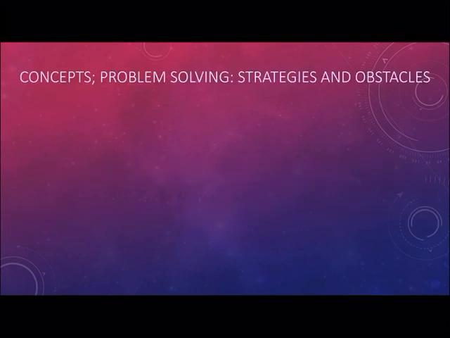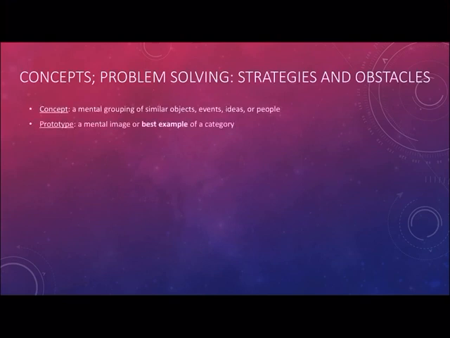So the first idea here is knowing the difference between a concept and a prototype. You can think of a concept as simply a category or a group. And your prototype is your best example of that category, your best example of the concept. So if your concept is house pets, for example, your prototype of a house pet would likely be something like a cat or a dog. Those are the most common house pets that we see.